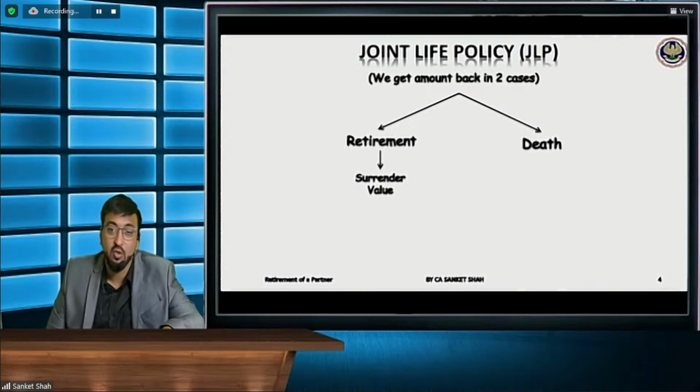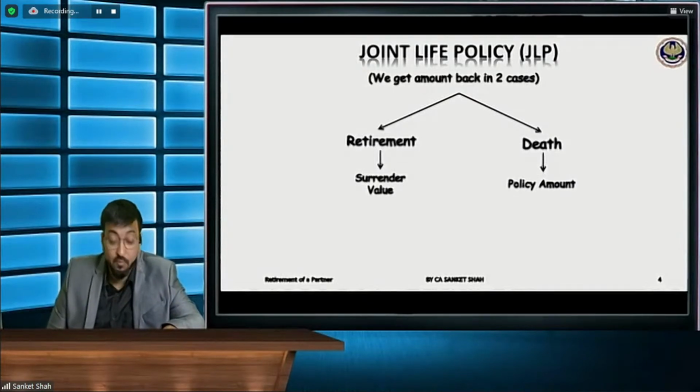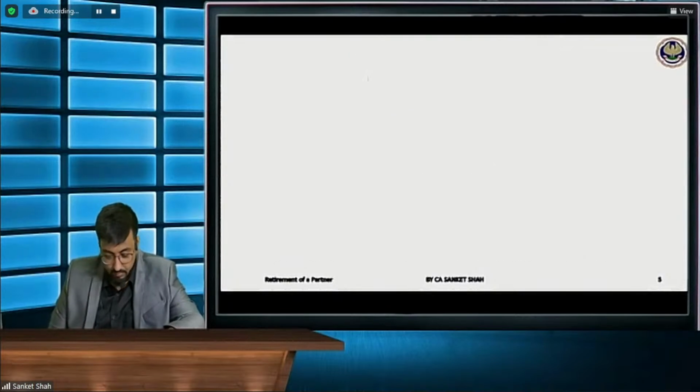Surrender value you get on retirement. I will tell you an example, so you will find it easy. And the policy amount you will get on death. So first you have to check whether it is retirement or death. If it is death, then the policy amount. And if it is retirement, then you will get surrender value. Write down: retirement, surrender value; death, policy amount. Okay.